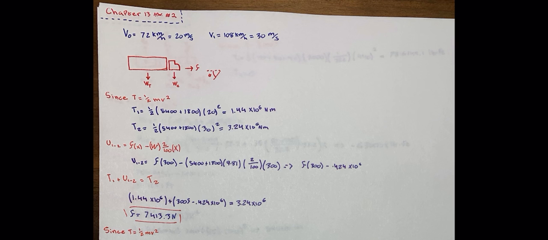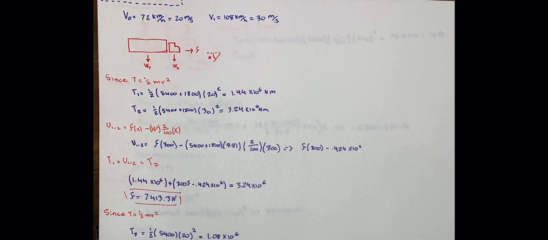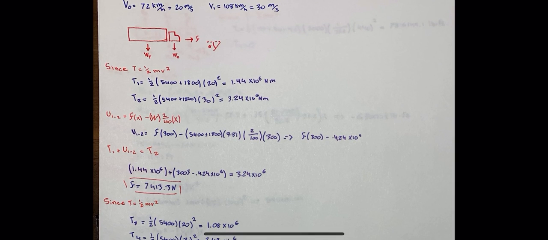First, what we want to do is just change kilometers per hour to meters per second. We'll draw a free body diagram of the truck, and we'll want to find the kinetic energy in both positions. So T1 is 1/2 mv squared, T2 is 1/2 mv squared. We plug in our knowns for that, and we get 1.44 times 10 to the 6 Newton meters and 3.24 times 10 to the 6 Newton meters for position 1 and position 2.